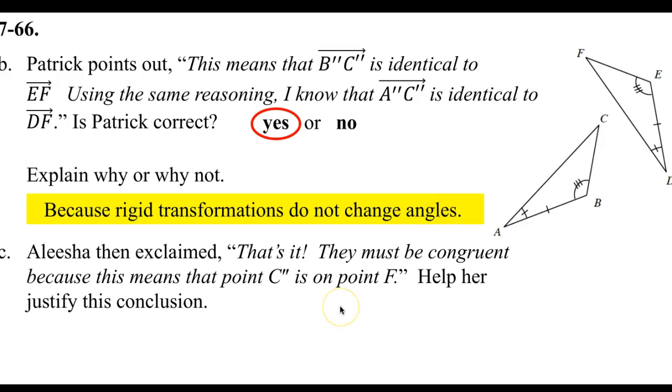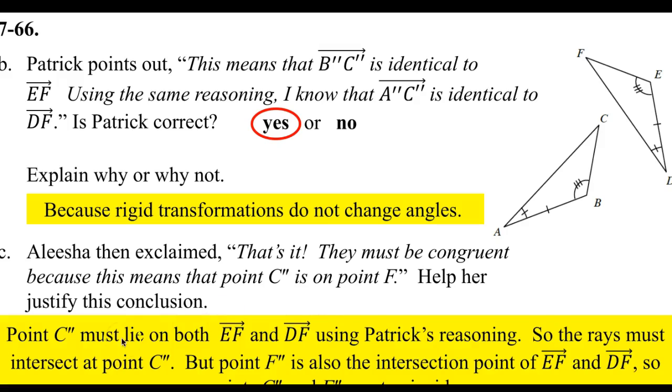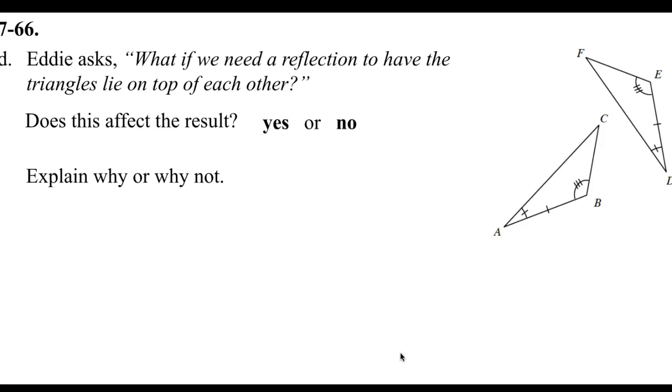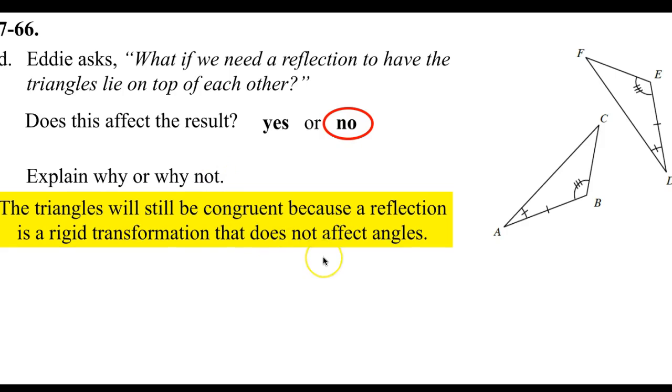Okay, so then she says, well, that must be it. It must be congruent because point C is on point F. Okay, so we'll go ahead and fill this in. I'm not going to go through all that. Just read it. Okay. All right. Eddie asks, what if we need a reflection to have triangles lying on top of each other? Does this affect the result? Again, no, because rigid transformations do not change angles. Okay, fill that in there.